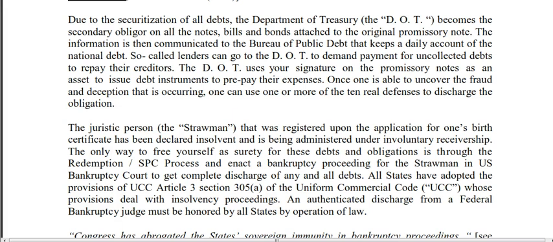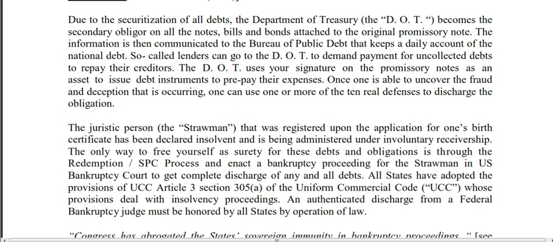The juristic person, or the straw man, was registered upon the application for one's birth certificate and has been declared insolvent and is being administered under involuntary receivership. The only way to free yourself as surety for these debts and obligations is through the redemption SPC process and enact a bankruptcy proceeding for the strawman in U.S. Bankruptcy Court to get complete discharge of any and all debts.